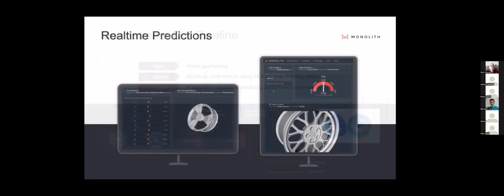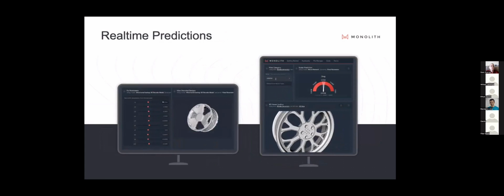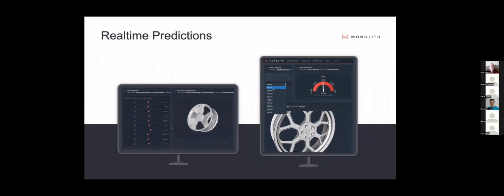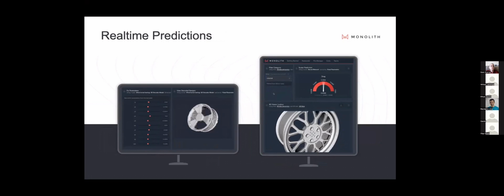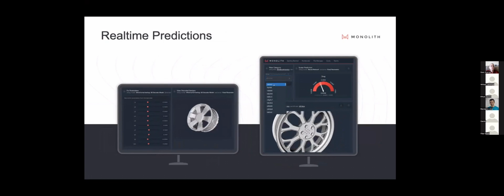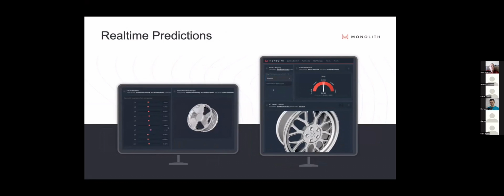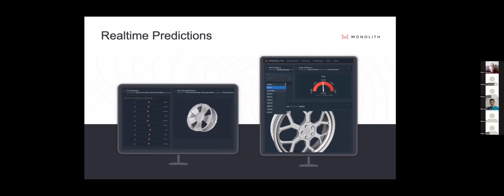And the output of that is that we are then able to use that model to predict the performance of new designs. So inside the platform, we can load new design configurations. They can get encoded in the background, and we can see real-time predictions for performance of those designs.